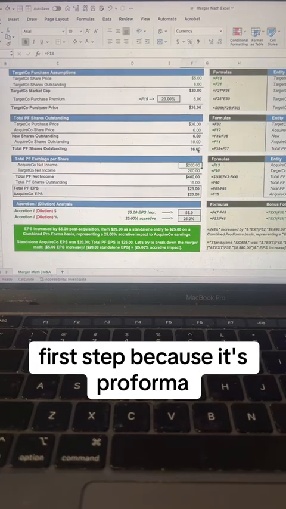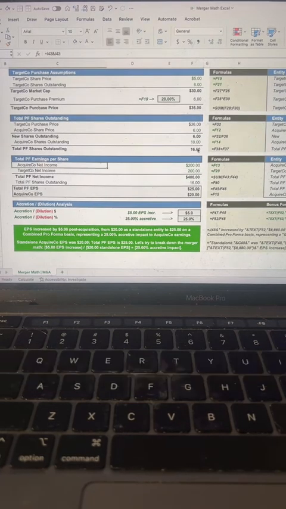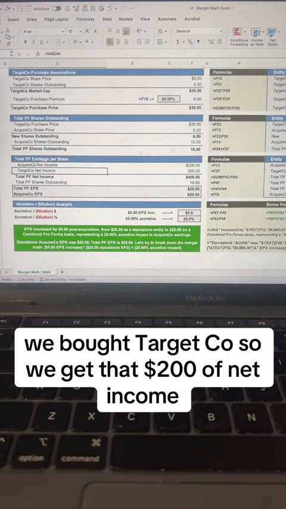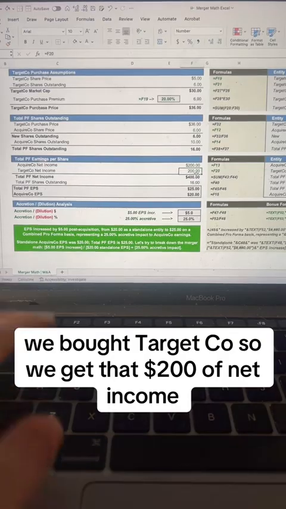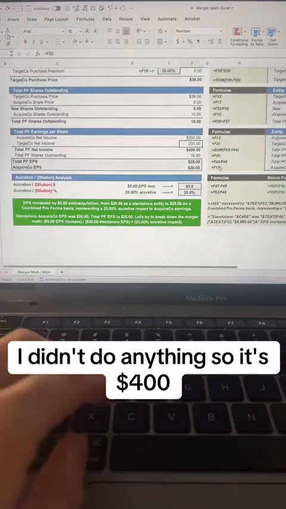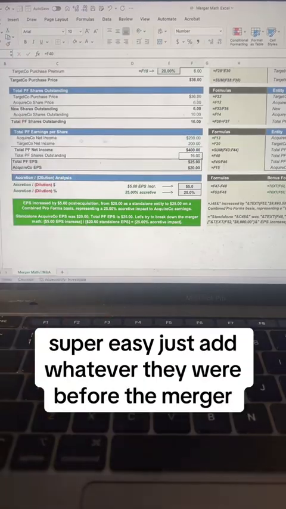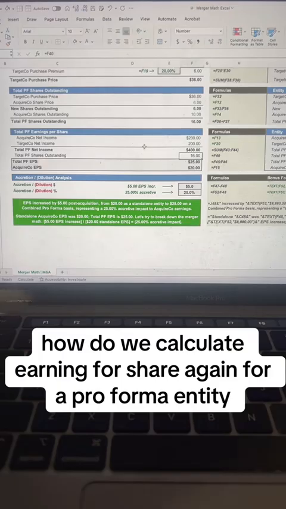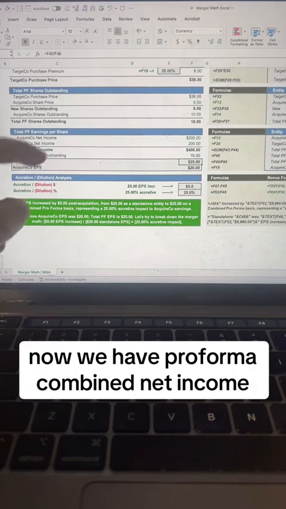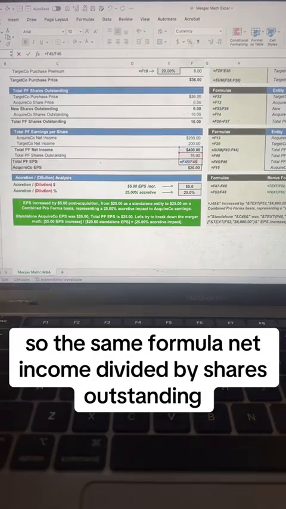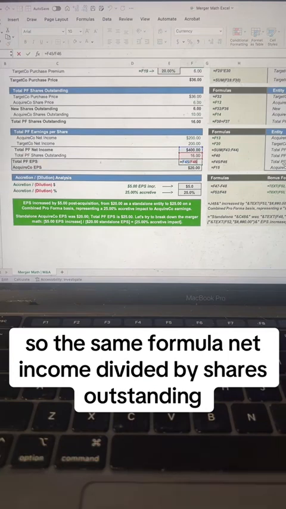First step, because it's pro forma and we merge the entities, add together both of the net incomes, Acquire Co and Target Co. We bought Target Co, so we get that $200 of net income, which was, again, just given to us. I didn't do anything. So it's $400, super easy. You just add whatever they were before the merger. How do we calculate earnings per share? Again, for a pro forma entity, now we have pro forma combined net income. We have pro forma combined shares outstanding. So it's the same formula, net income divided by shares outstanding.